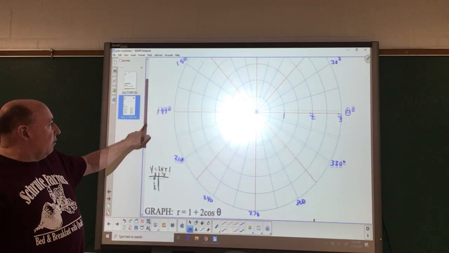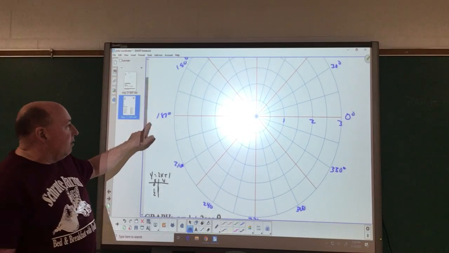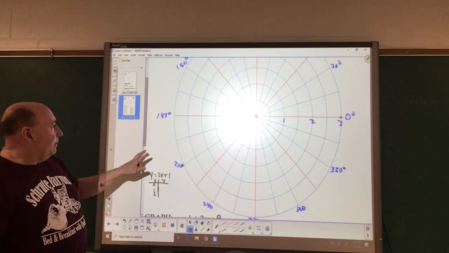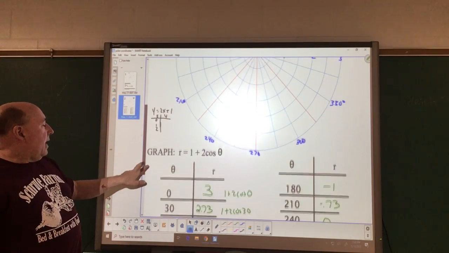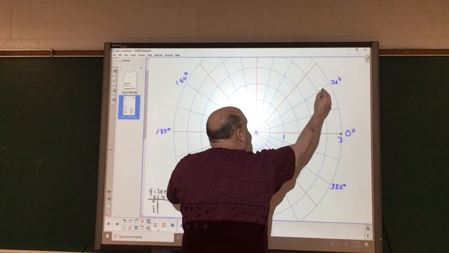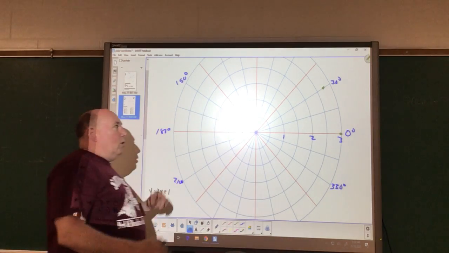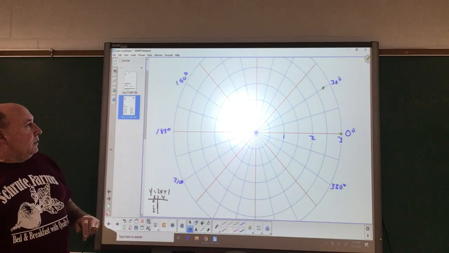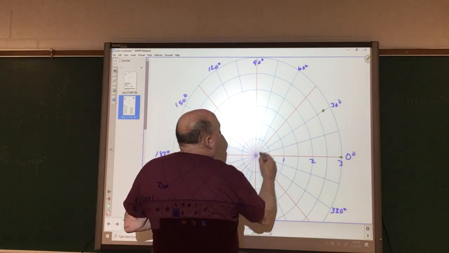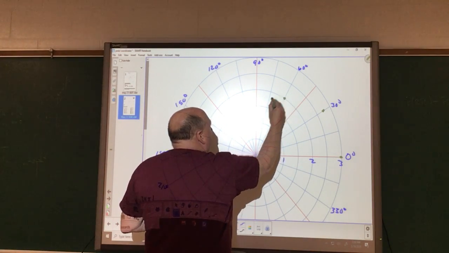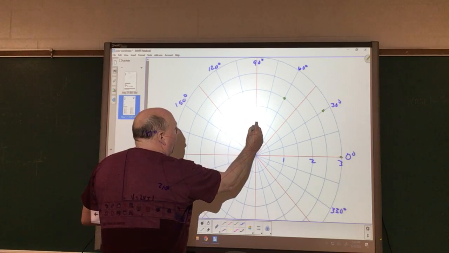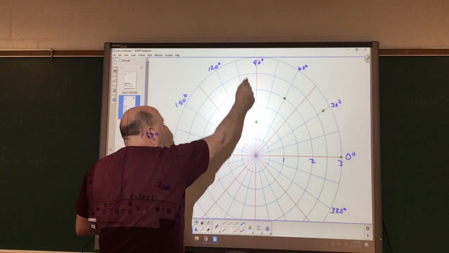If I have the value of theta of 0, I come out 3 units. At 30, on the 30 line, we are at 2.73. Well, this is 2.5, so 2.73 will be close enough, around there. 60, we have a value of 2. So we go out 2 units on 60. 90, we're at a value of 1. So on the 90 line, we go out 1 unit.